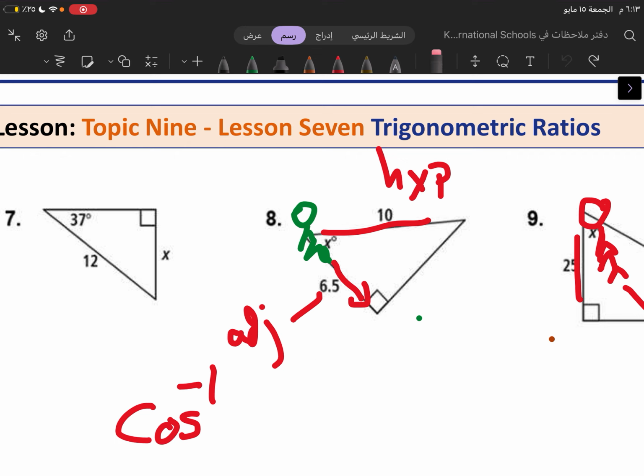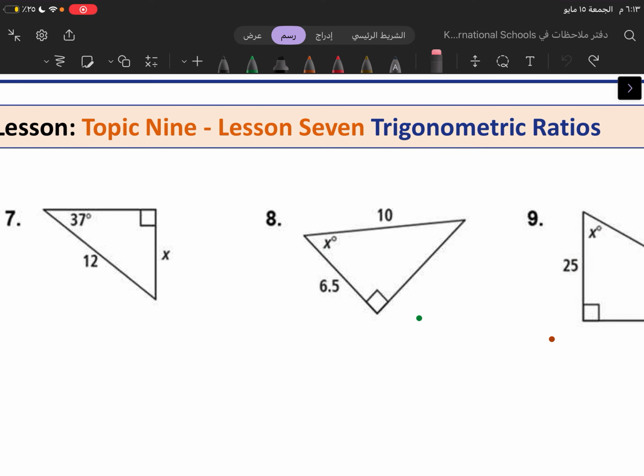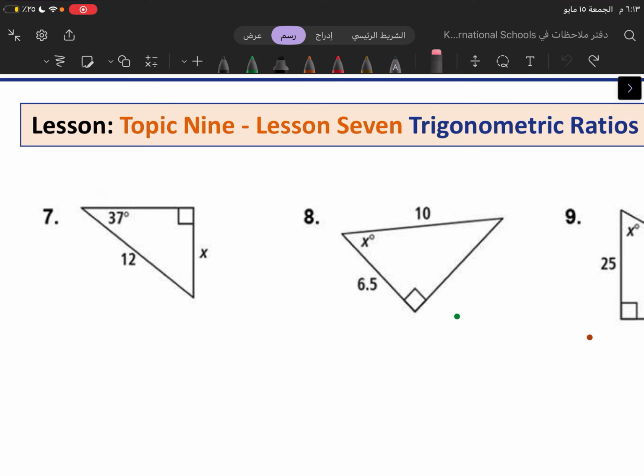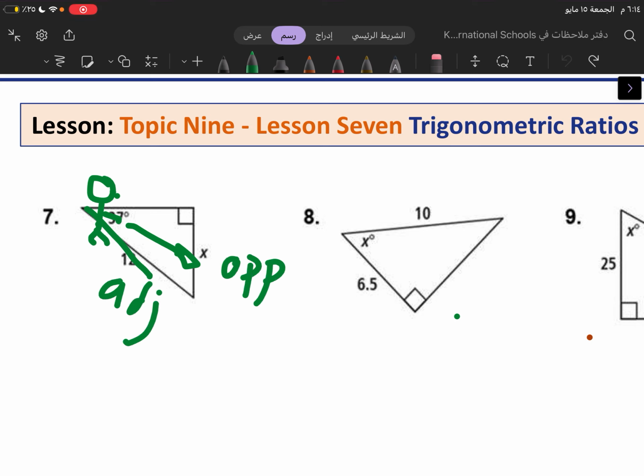Now, again, one example. Again, what is given? One angle, one side. Easy. I stand on the angle, I will use normal ratio and see what is given. Opposite, adjacent. So normal, tan of the angle 37 equals x over 12.